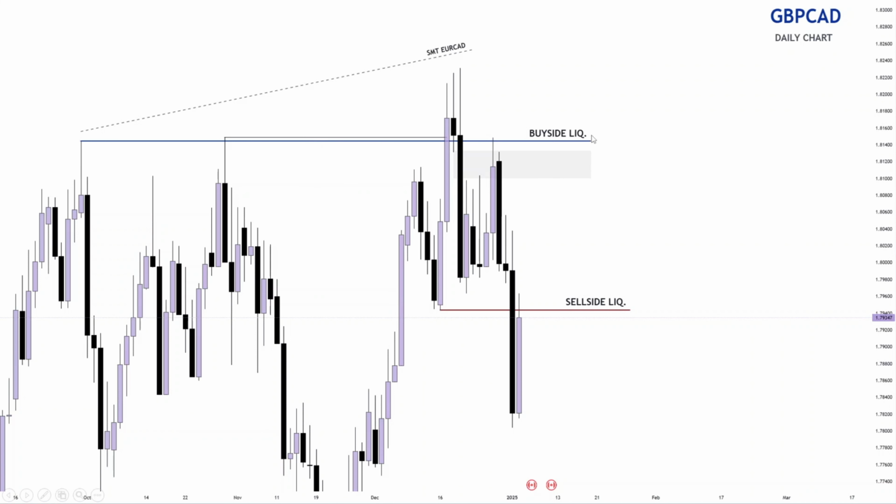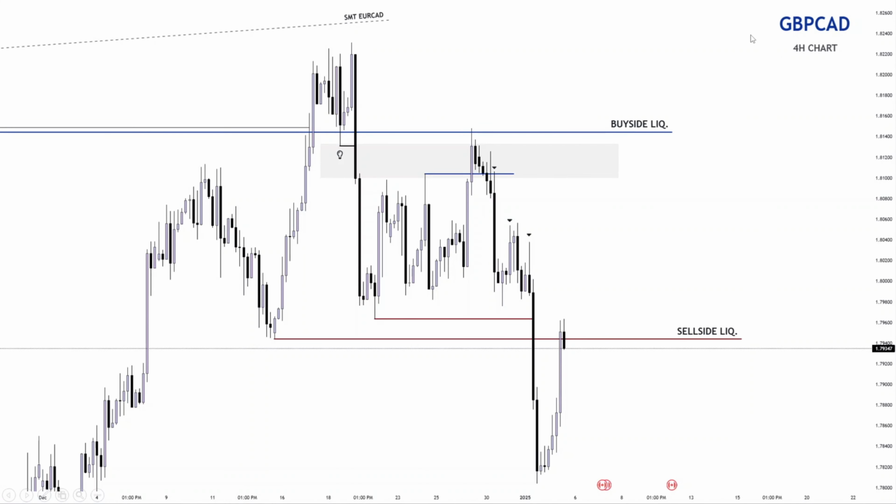So here's an example. We have this SMT with EuroCAD, which makes it an even higher probability trade for us to take. You see, after taking this buy side liquidity, there were a lot of orders, sell orders of smart money right here above these highs. We took them and then we look for the opportunities on lower time frame targeting this sell side liquidity. Here we are on our 4-hour chart.